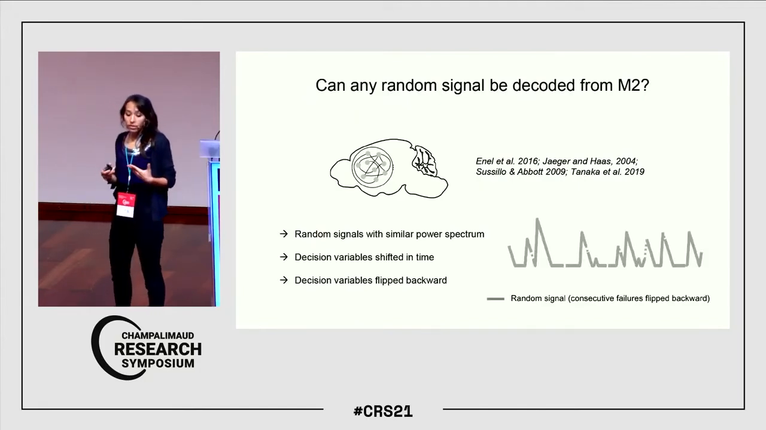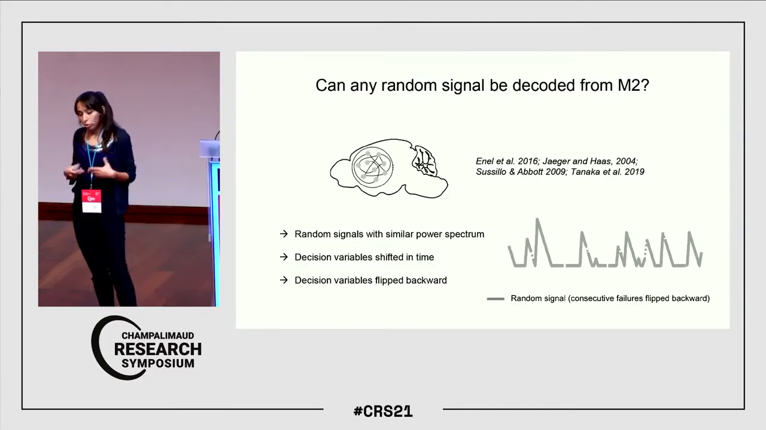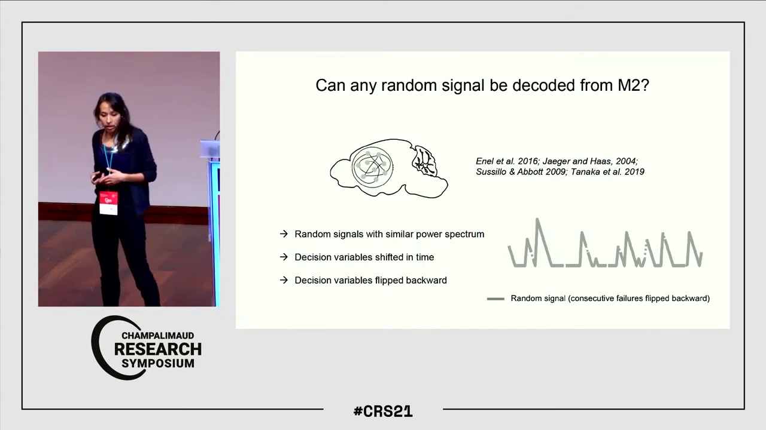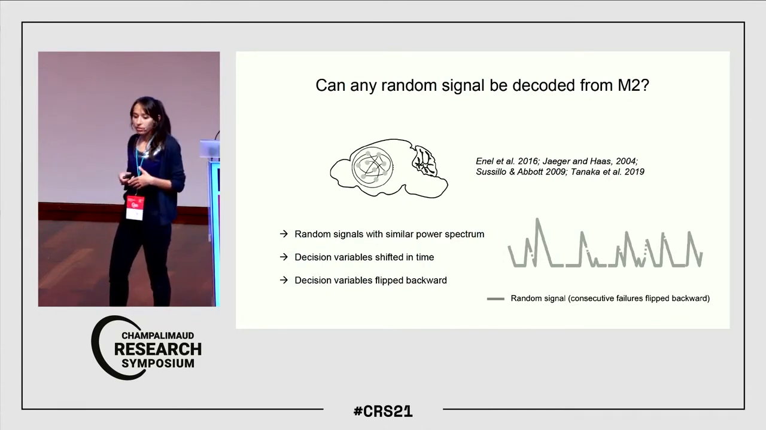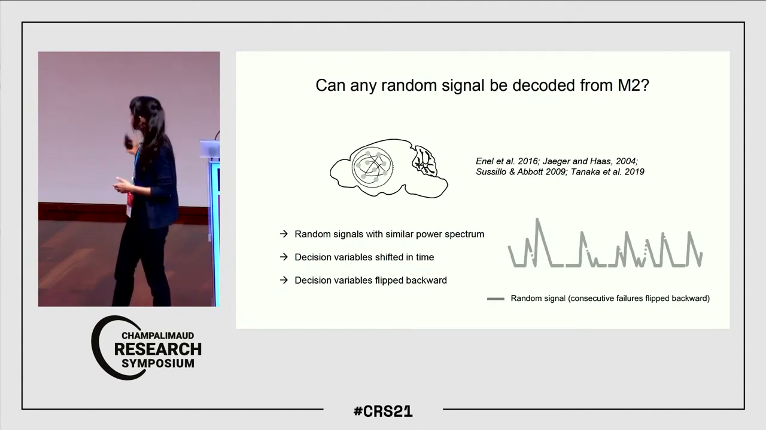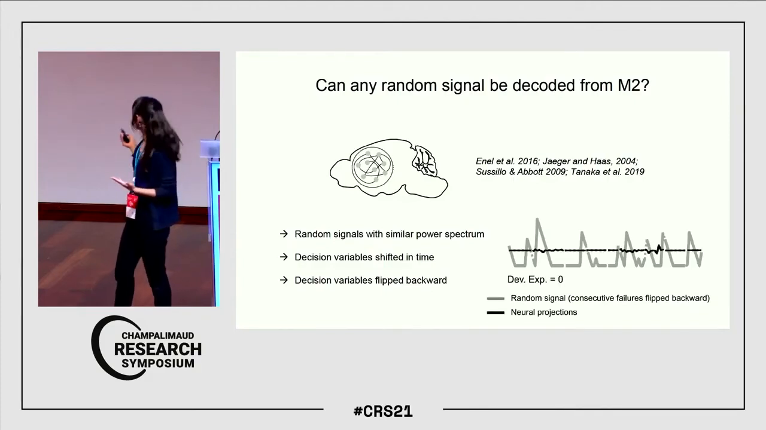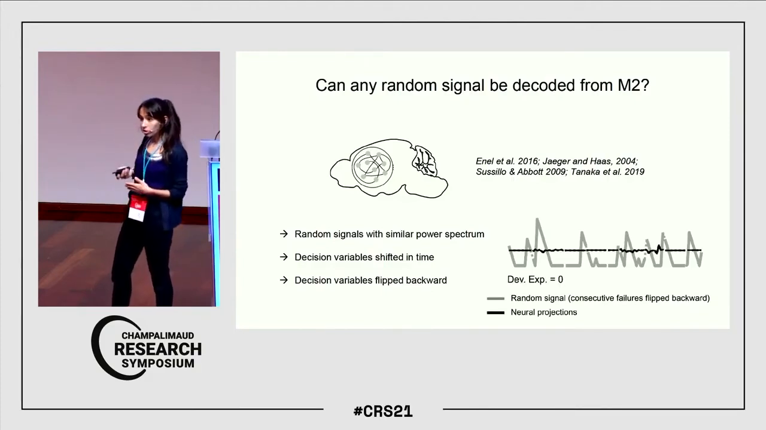And to test this hypothesis, we asked if we could decode from M2 any random signal. So we tested different random signals, for example, signals that have similar power spectrums to our specific decision variable, or we took our decision variable and shifted it in time. We flipped backward our decision variable, like this example here on the screen. And when we tried to decode these random signals, we completely failed. So this is, for example, the neural projection here in black. And this was the case for all the random signals that we tried.